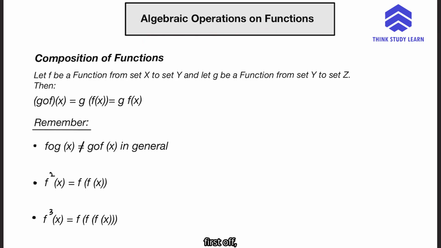So first off, we have the composition of functions. Let f be a function from set X to set Y. Let g be a function from set Y to set Z. Then g of f of x is written as (g∘f)(x) equal to g(f(x)).